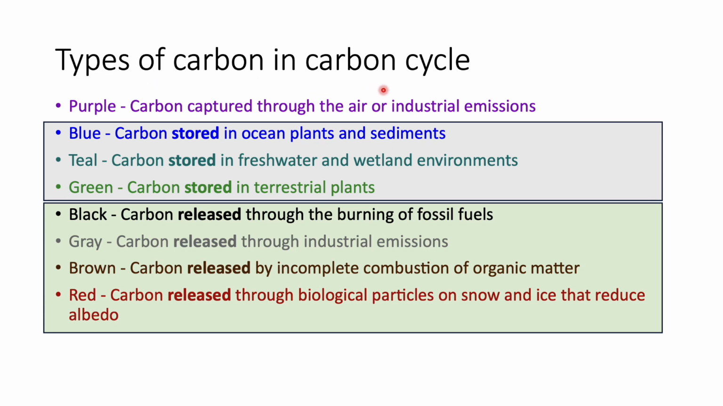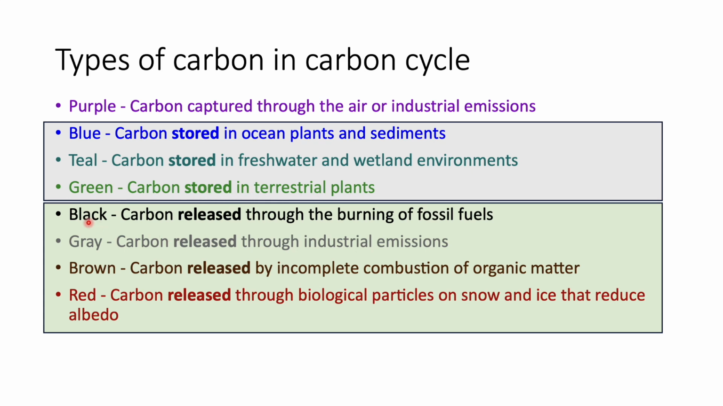The types of carbon in the carbon cycle include different colors, given here. Purple is carbon captured through the air or industrial emissions. Then we have blue, teal and green carbon. Blue carbon is stored in the ocean, plants and sediments. Teal is carbon stored in freshwater and wetland environments. Green carbon is stored in terrestrial plants.